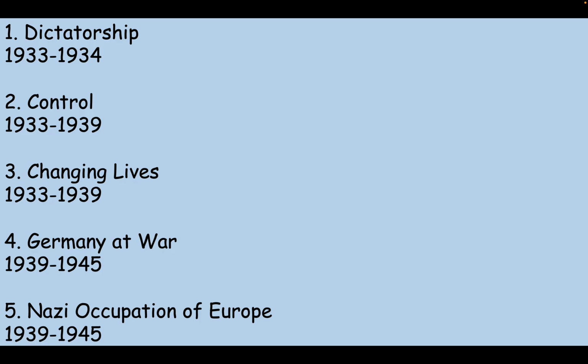In terms of the living under Nazi rule unit, it's split up into five subsections, five units. The first one is about dictatorship, how Hitler establishes his control between 1933 and 1934 and how he establishes that dictatorship. The second unit is all about how they control people, what systems in place like propaganda and terror do they use to control people.